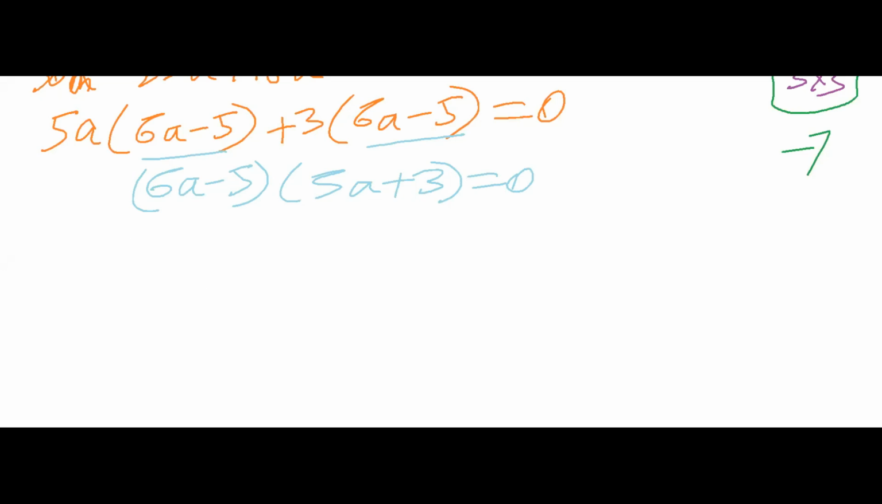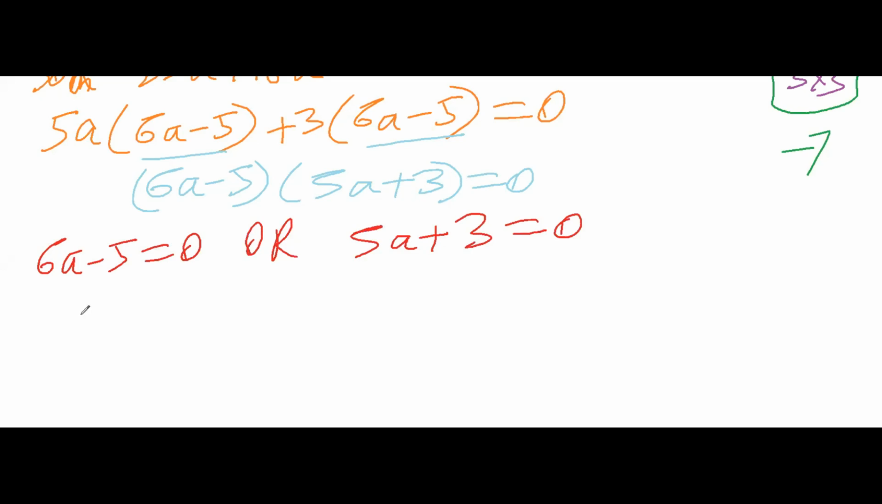So by zero property, I can say that either 6a minus 5 is equal to 0 or 5a plus 3 is equal to 0. So here I will get the value of a as 5 by 6, or I will get the value of a as minus 3 by 5.